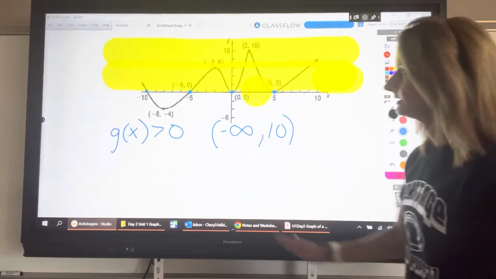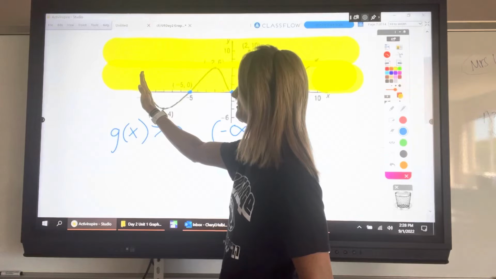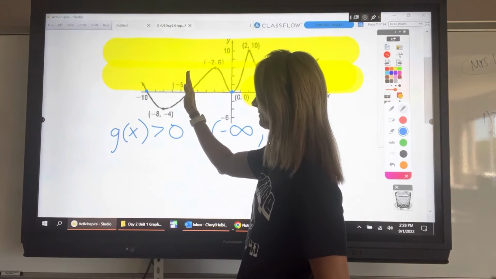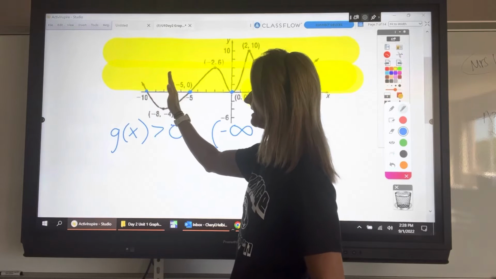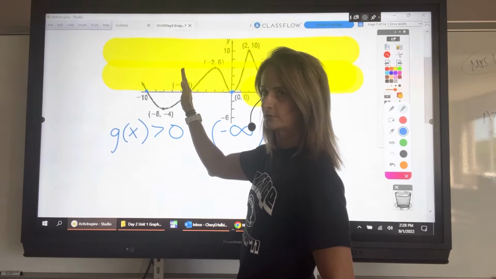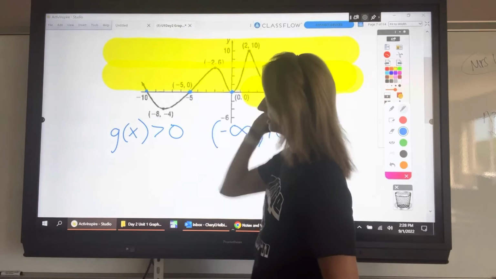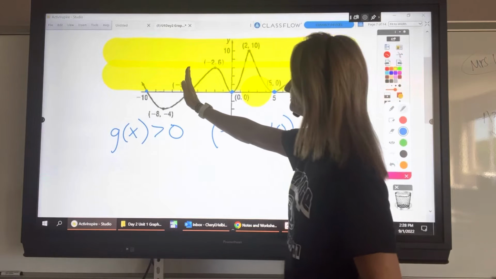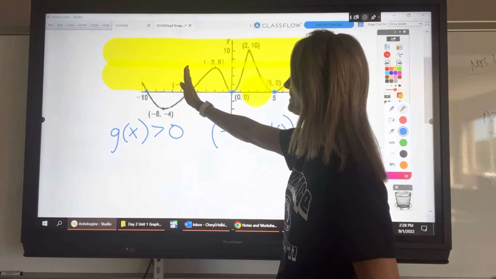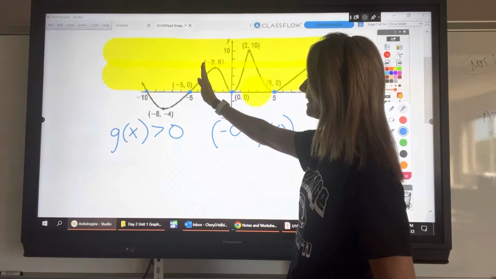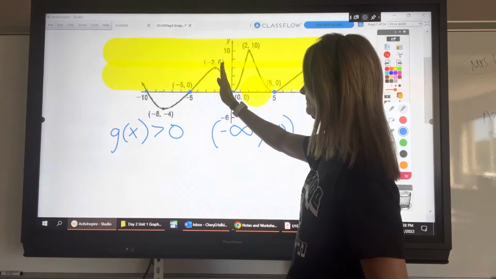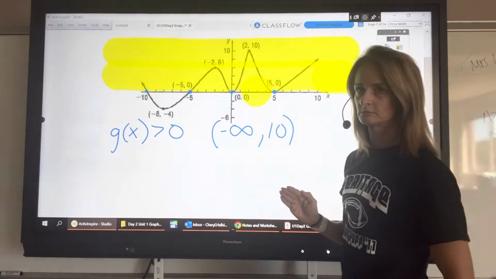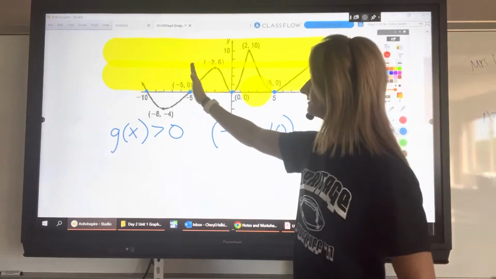Okay, so now all these values from x values at negative 10 up to negative 5 are all y values that are less than 0. So none of those are what we need. Now we get to the 5, and we again have y values that are positive from 5 to 0. Are you with me? These are all positive.